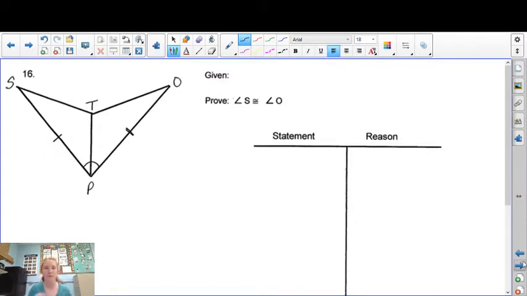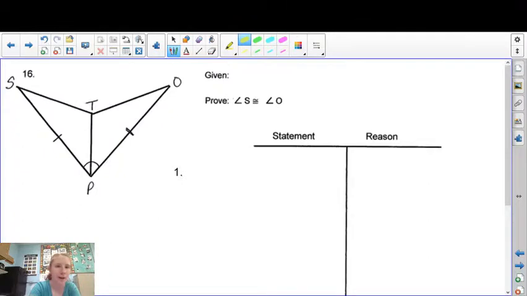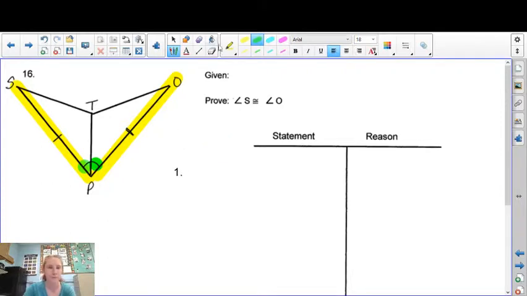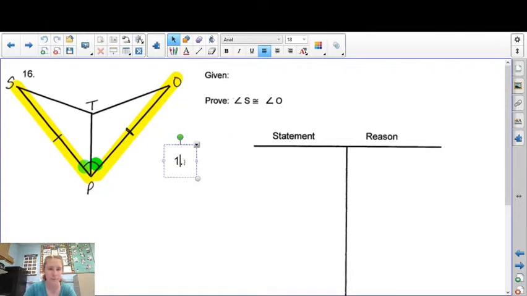Again, we're not told any given information. It's just put on the picture for us, so we're going to have to write it out. So number 1, what do I have? I've got PO and PS are congruent. And I also see that angle P and angle P are congruent. So I've got 2 things I can write out. So I can say OP is congruent to SP.